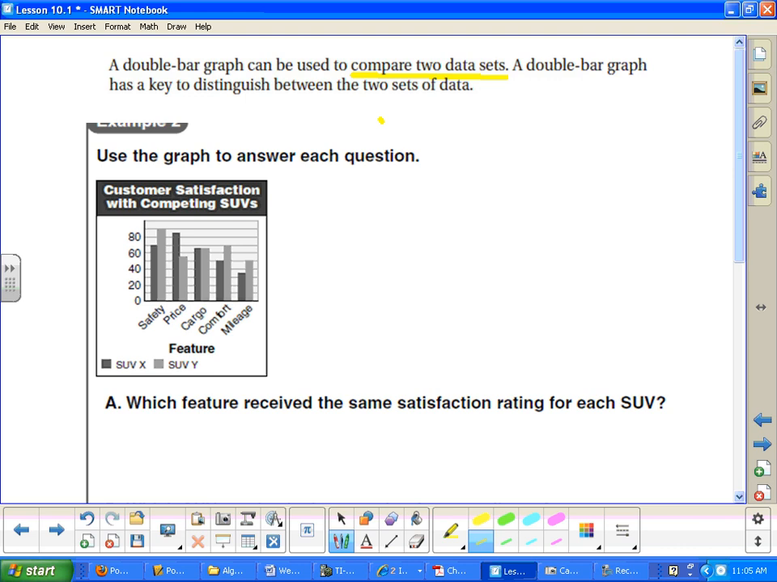So here we have example 2, customer satisfaction with competing SUVs. And they're comparing their safety, price, cargo, comfort, and mileage. I wish that was the miles per gallon that they got when they compare the mileage there. It'd be nice to be able to find an SUV that got 50 miles a gallon, wouldn't it?